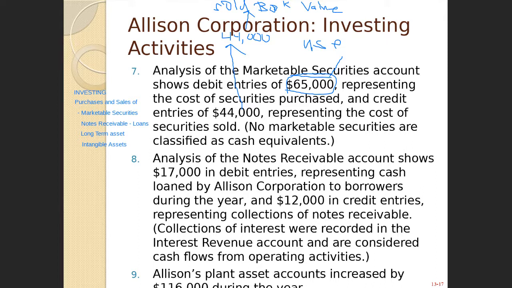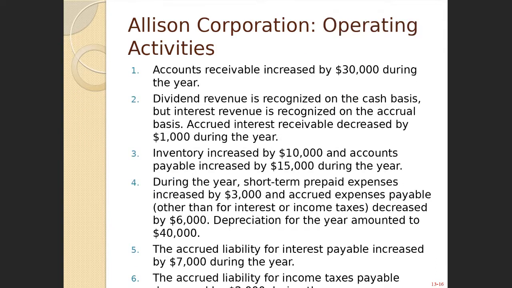Now that gets a little tricky. Everybody has this, the types of transactions, very important. The types of transactions that are reported in the investing section: the purchases and sales of marketable securities, notes receivable, long-term assets, and intangible assets. Now, I'm going to bring you back to the income statement, so this information is going to be eliminated. I'm bringing you back to the income statement because we have to figure out what was the actual cash inflow from this $44,000 sale of marketable securities.